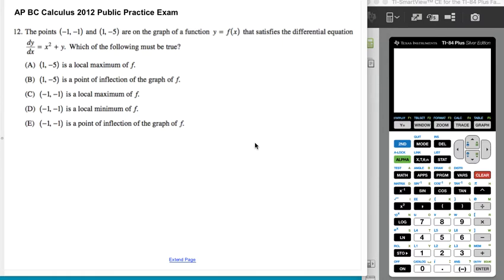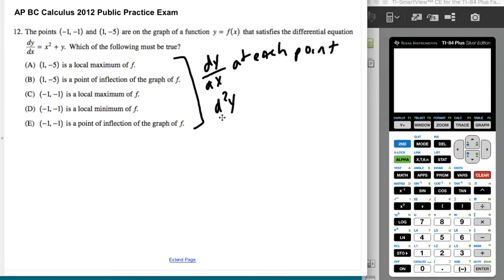All right, we are given 2 points, and we're told that they're on a graph of a function that satisfies a differential equation. We're asked which of the following must be true. Okay, so they ask a lot about max and mins and point of inflection. So what's likely to happen here is I probably need to find dy/dx at each point, and I probably need to find d squared y/dx squared at each point. That's basically the gist. So let's start with the easy one.